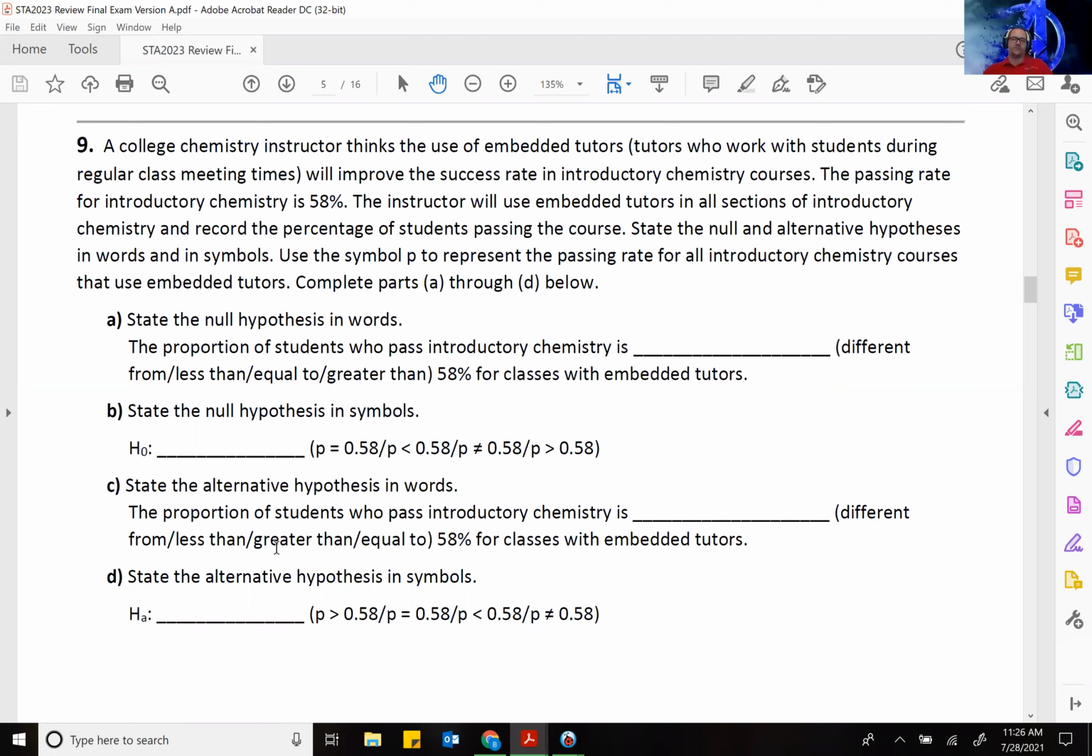The proportion of students who pass introductory chemistry is blank. Equal to. That's right. The null hypothesis is always about the equal to. State the null hypothesis in symbols. The first one, P equals 0.58. I'm so proud of you all.